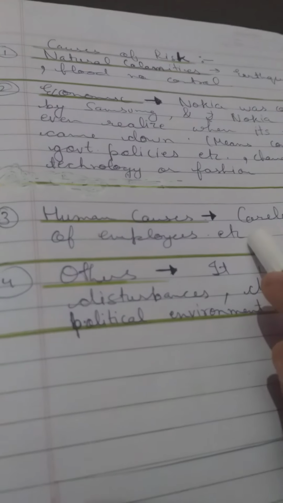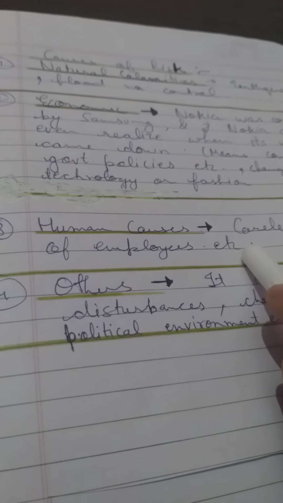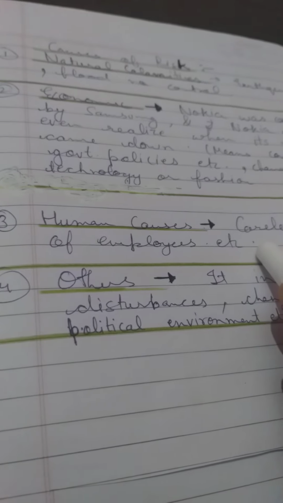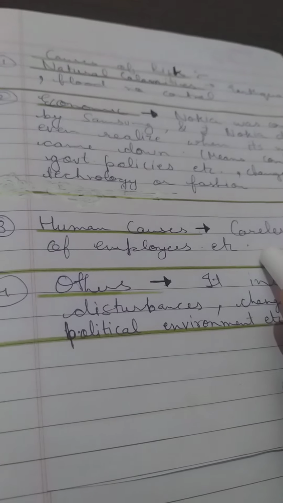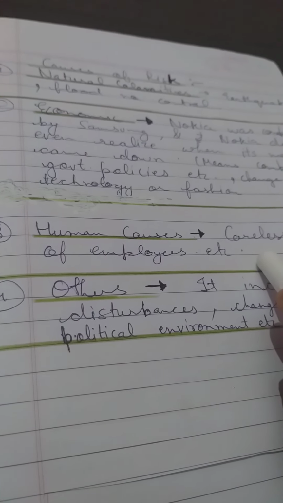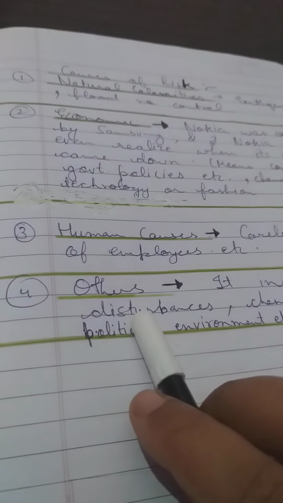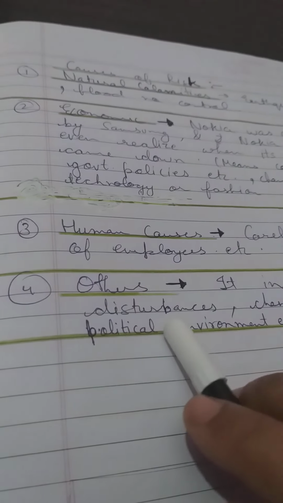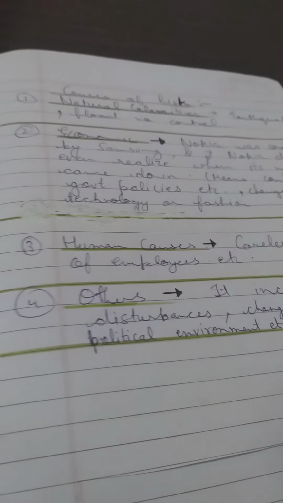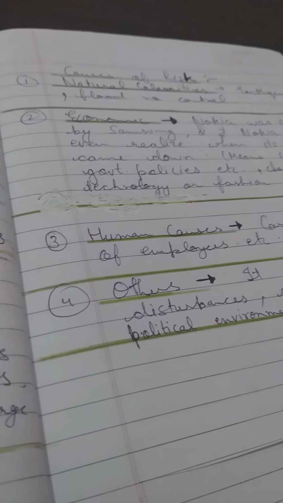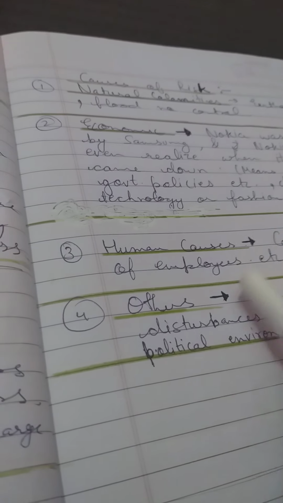Human causes: carelessness of employees, etc. Suppose they leave any chemicals open in the factory, and then a fire sets in the factory, or any other loss happens in the factory, or they leave any machine open and that led to the death of an employee. That kind of risk is there in the business. Other factors include political disturbances, changes in the country's political environment, etc. So there are four kinds of risk in any business: natural calamities, economic risk, human causes, and others.